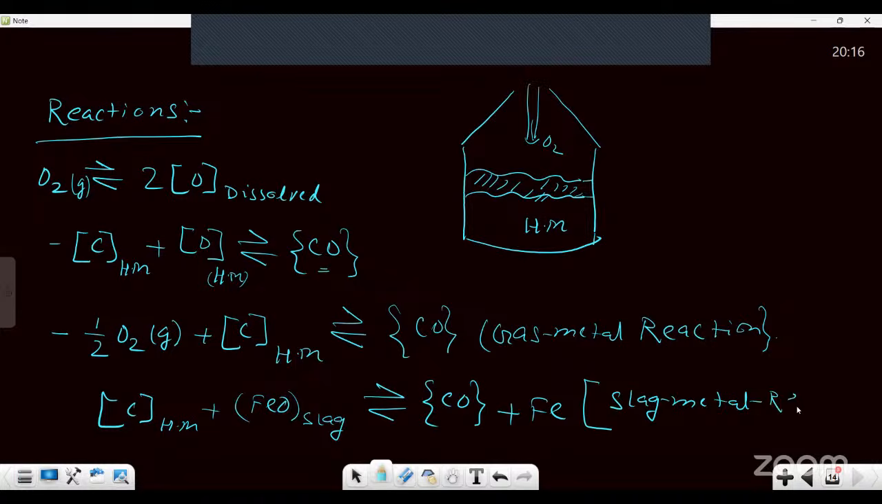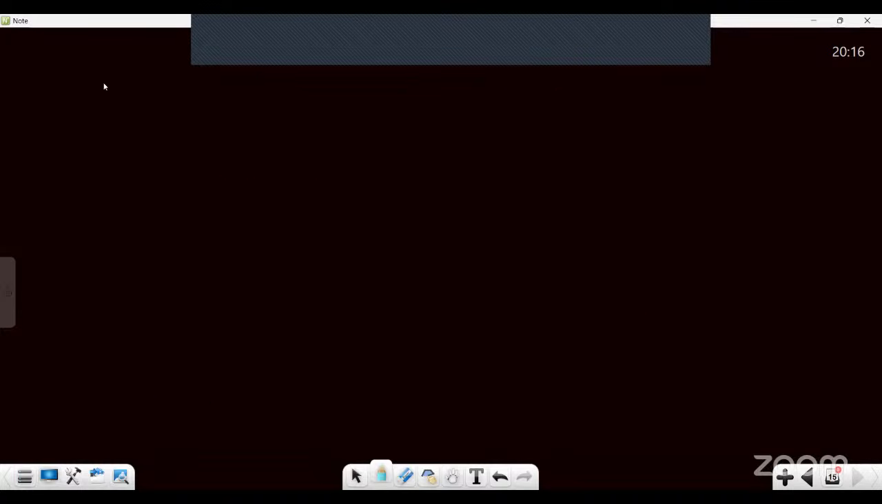So you can see that there are various interfaces at which the reaction can take place. One can be the gas metal reaction, one can be the slag metal reaction. So these are the various reactions that can actually take place. Okay. So oxygen plus iron. So oxygen, dissolved oxygen, okay, this is the dissolved form, plus the iron from the hot metal, it will get converted to FeO. Okay. This is also basically our gas metal reaction.